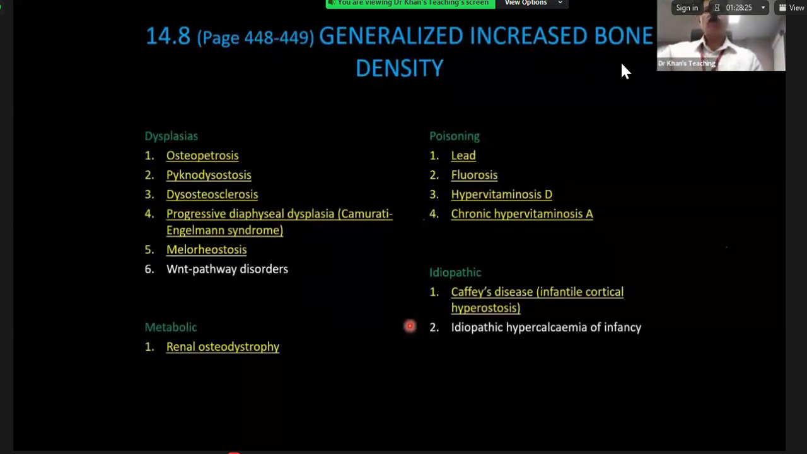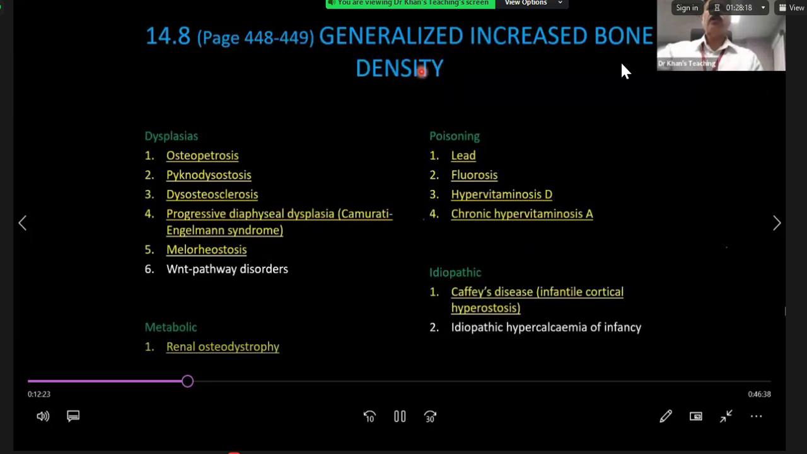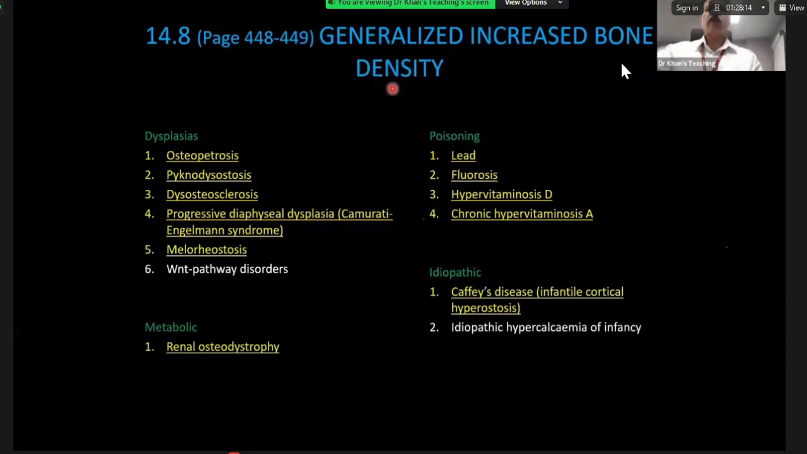In your book, there are causes of generalized increased bone density in a child. Extremely important differential diagnosis. But in dysplasia, you can see the names which I have told you. I have not told you this one, but otherwise osteopetrosis, pycnodysostosis, Engelmann's disease, melorheostosis, these ones you have to remember.